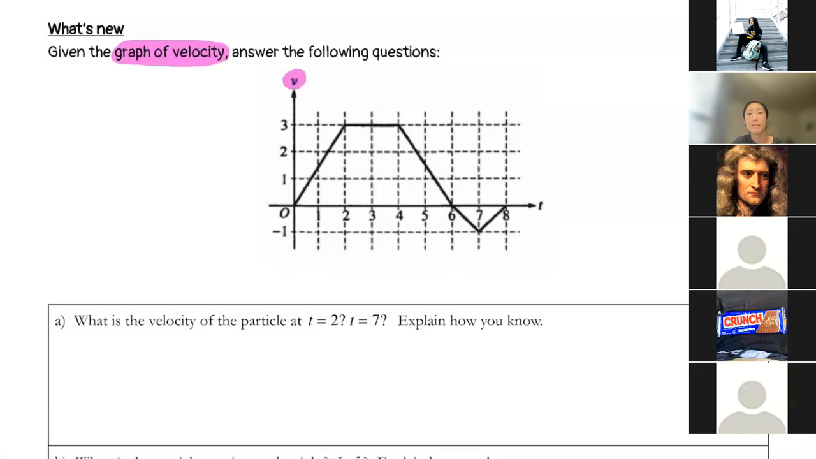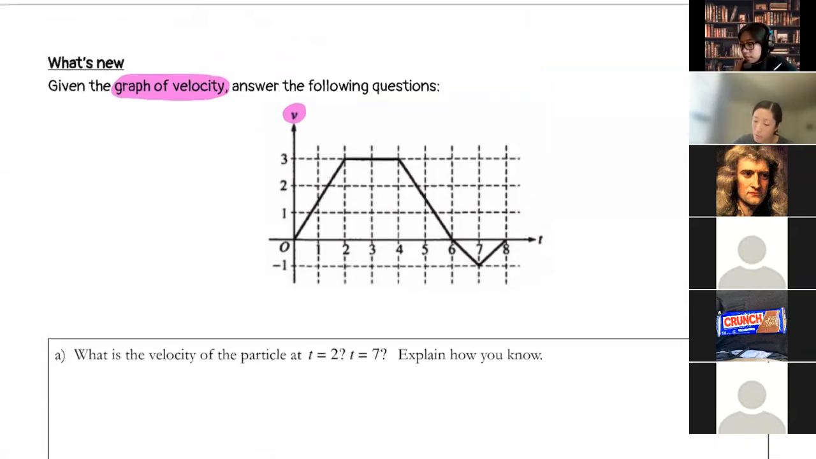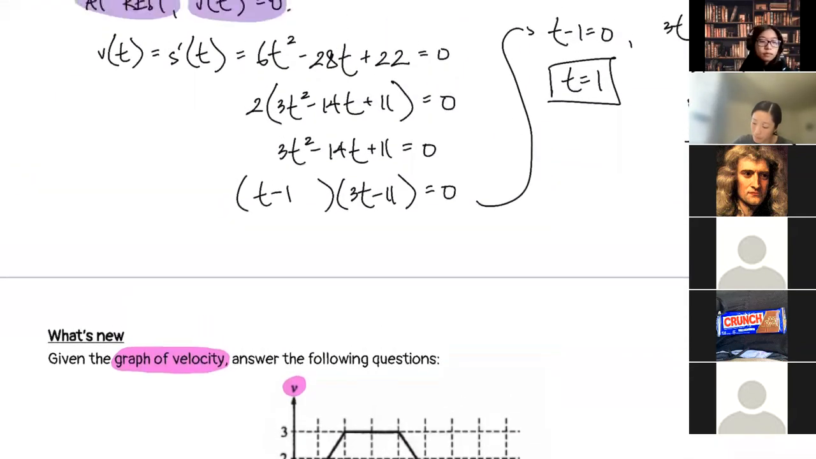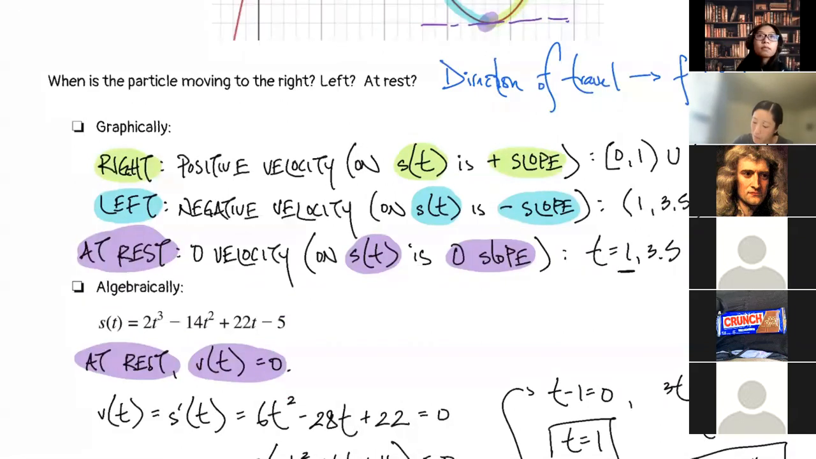Okay, this is a graph of velocity. We are not looking at a graph of position anymore. This is a graph about velocity, okay? And so what that means is that when we answer things, we want to think more about what this means and less that we're looking for a certain thing on the graph, okay? Because now the graph is different.